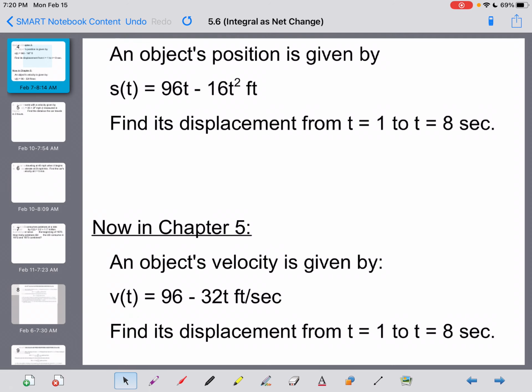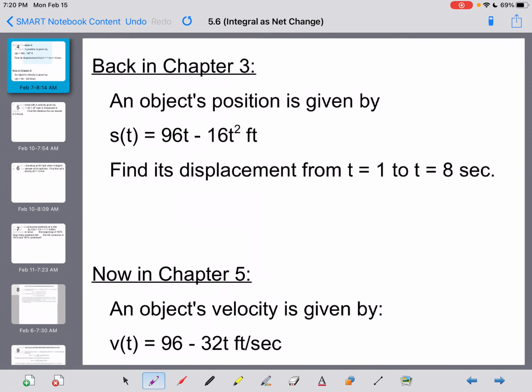So, sorry, you're missing the top of that slide. Here we go. This is a problem that we would have covered back in Chapter 3. In fact, if I'm not mistaken, I think when I wrote this problem right here in the notes, I actually did go back to our notes from Section 3.4 and pull this exact problem. In Chapter 3, they would have given you the position function. They would have given us the position function, and we would have been asked to find displacement.